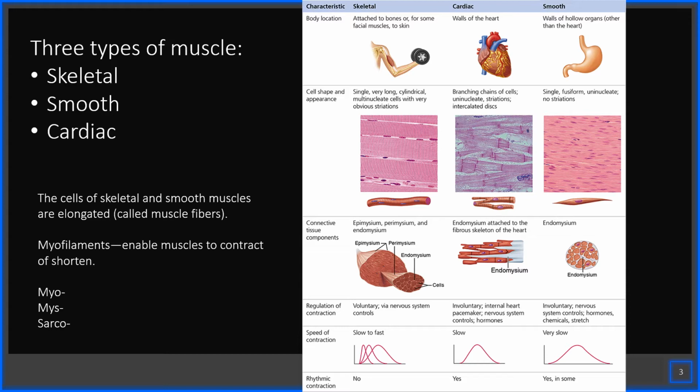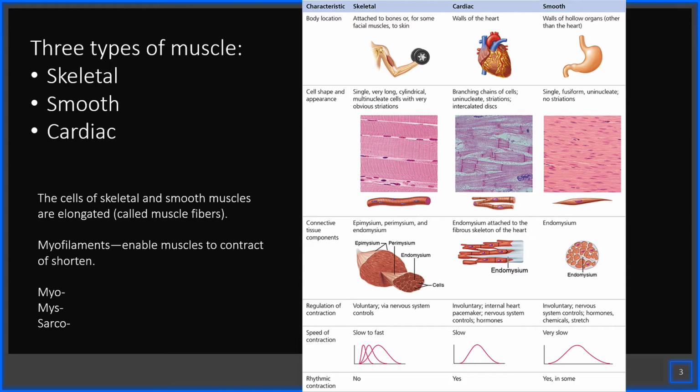Whenever you see prefixes like these, myo, mys, or sarco, you'll know that muscle is being referred to in some way. For example, in muscle cells, the cytoplasm is called the sarcoplasm. So that's how you know it's talking about muscles. In the diagram on the right, you can see the different body locations. Skeletal muscle is attached to bones, or for some facial muscles, it's attached to the skin itself, while cardiac muscle is only found in the walls of the heart, and smooth muscle is in the walls of hollow organs other than the heart. We'll talk more about cardiac and smooth muscles as we move further down in the class.